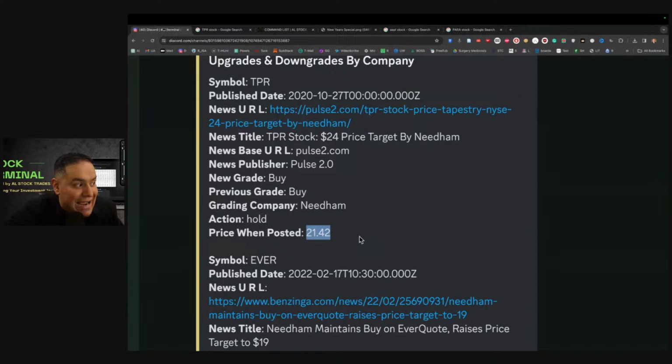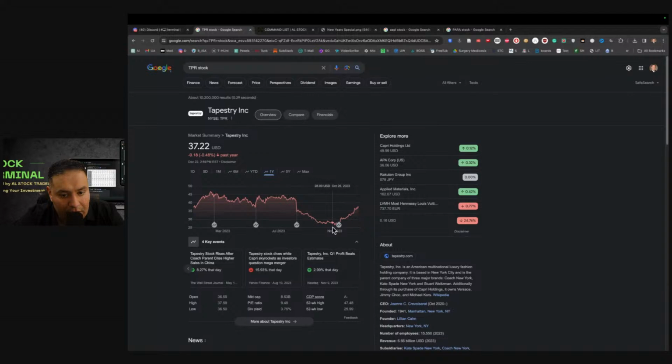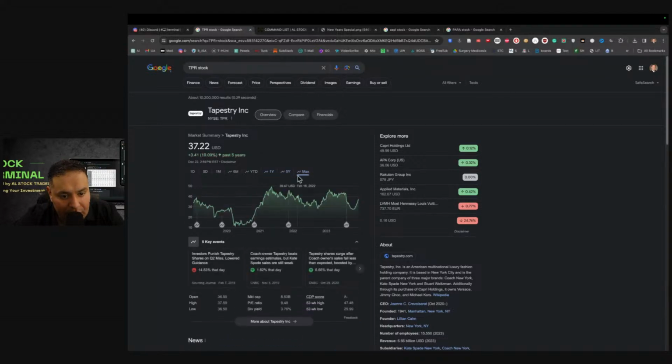I mean, guys, it's in the data. I can't fudge this, right? Here's the news article where you can go figure it out. Okay, so $21.42. This was August 27th, 2020, right? Look at it now. Look at that. What was it, 21? Look at that. 73% gain on your money.